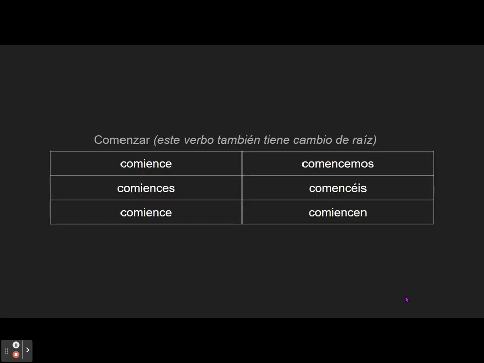Y para comenzar, y este verbo también tiene cambio de raíz, it's an AR verb that has a stem change, so you don't see that extra one in nosotros and vosotros. Tenemos comience, comiences, comience, comencemos, comencéis y comiencen.